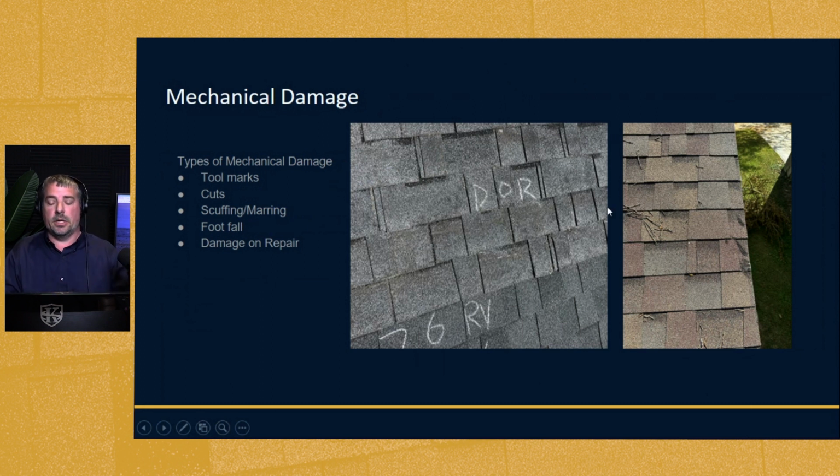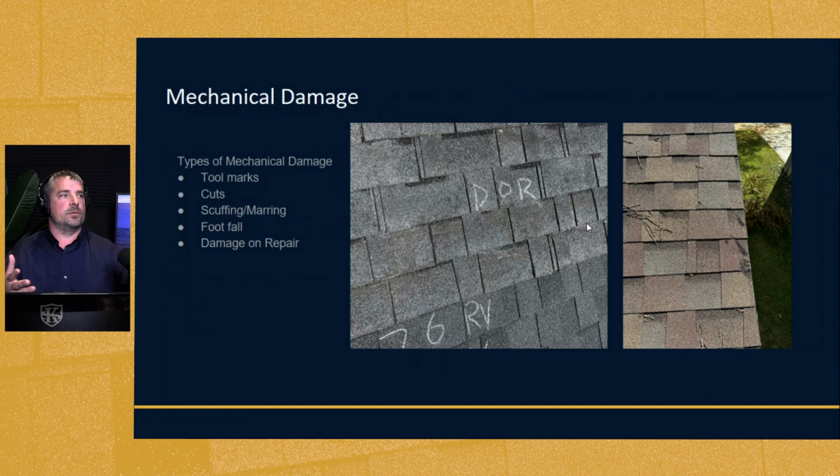This is what we commonly refer to as damage on repair. So I do an inspection on a property like this. I see there's a repair been made. I see the shingles directly above that repair have been manipulated, creased, damaged in some form or fashion. To me, that's not wind damage.